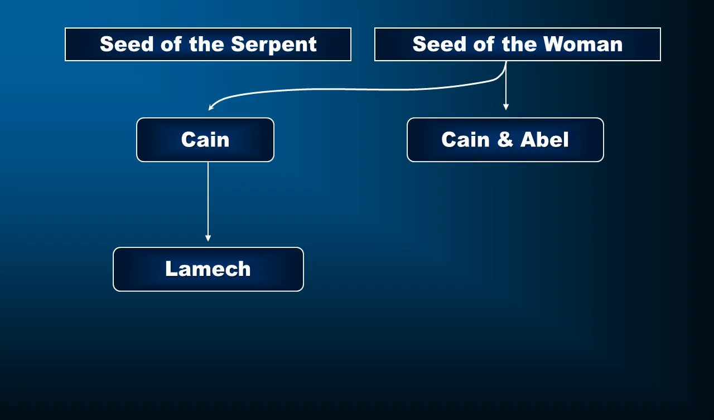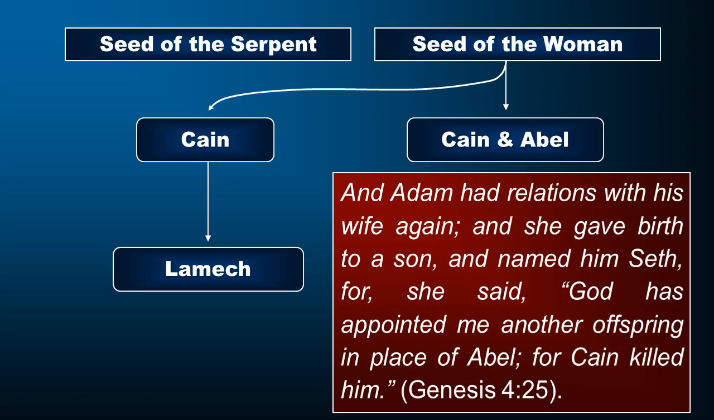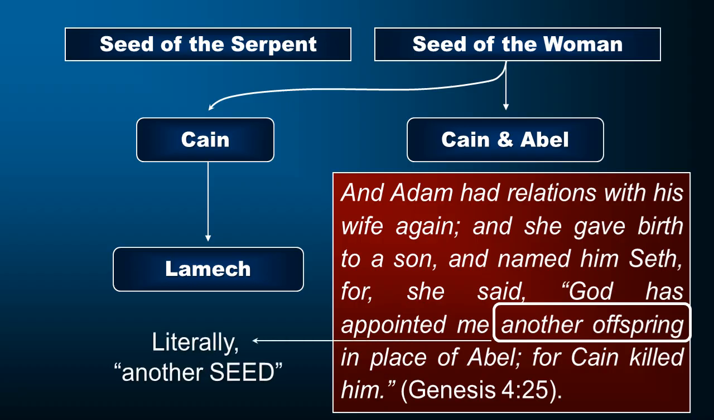Now, as we come to chapter 5 of Genesis, we go back from Cain and Lamech. Oh, by the way, chapter 4 ends where Adam had relations with his wife again, and she gave birth to a son and named him Seth, for she said, God has appointed me another offspring in place of Abel, for Cain killed him. Now, when it talks about another offspring, the Hebrew word is zerah, literally another seed. And so it pulls us back to this promise of the seed of the serpent and the seed of the woman.